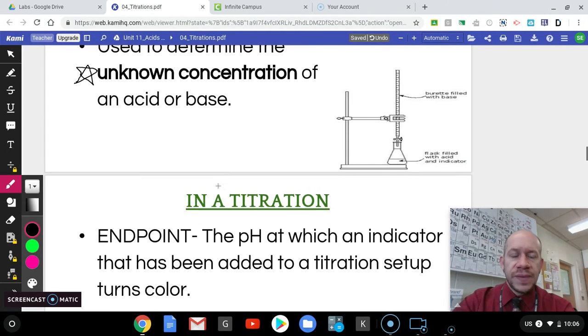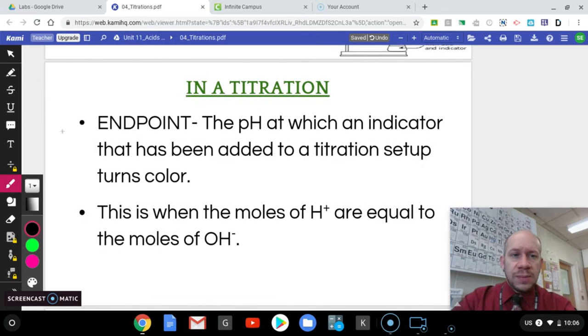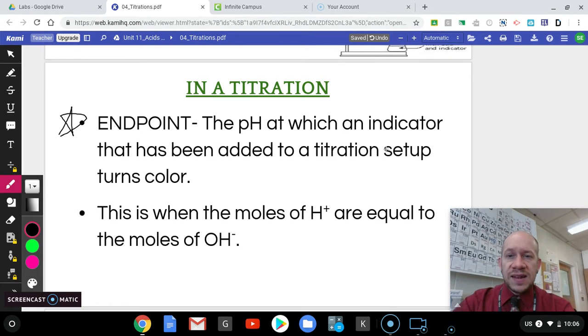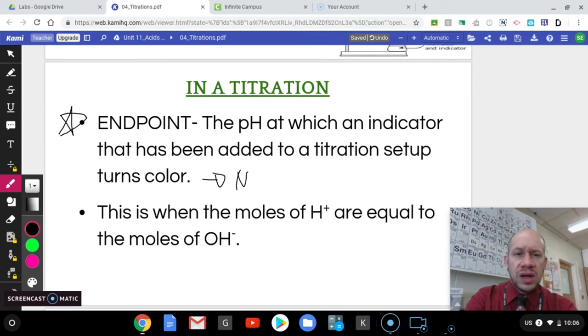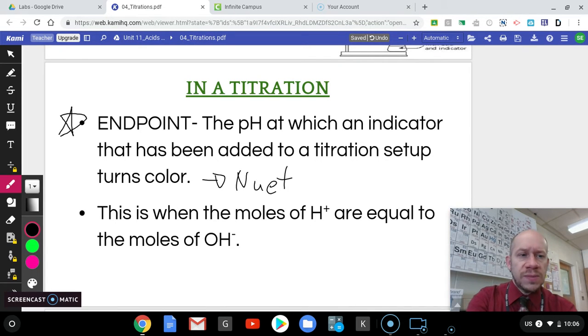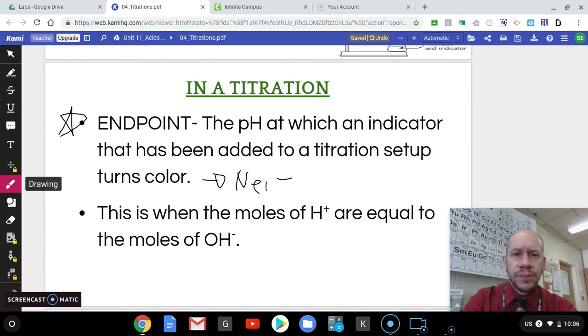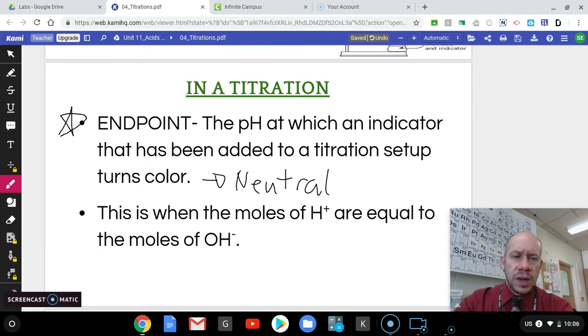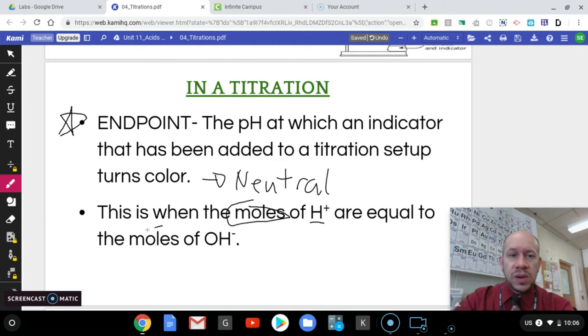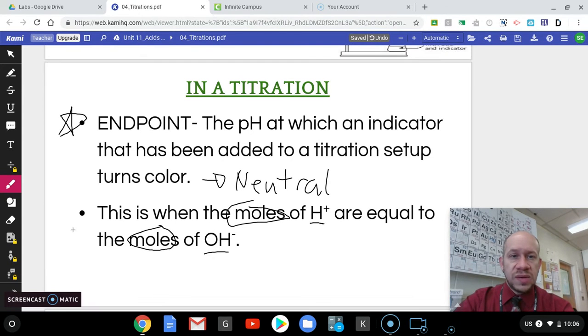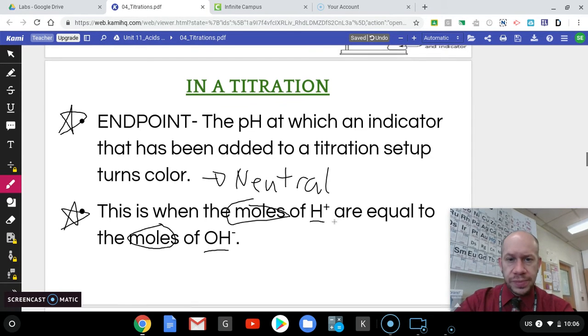and then we measure that volume. So in a titration, the endpoint is the pH at which an indicator that has been added to the titration setup turns a color. Therefore, we've reached neutralization. We now have a neutral solution. This is when the moles of the hydrogen ion are equal to the moles of the hydroxide ion. So this is your definition here.